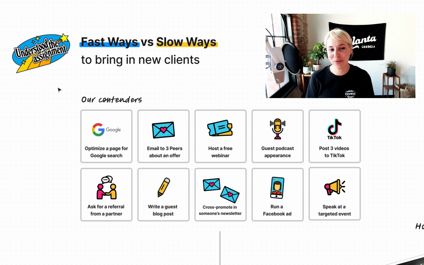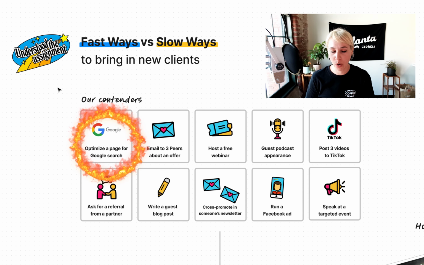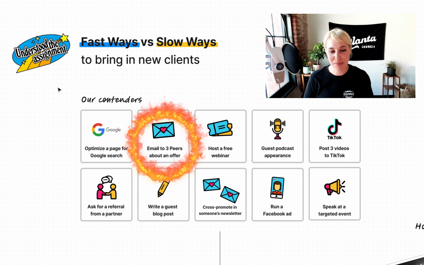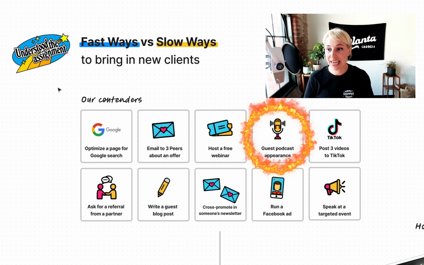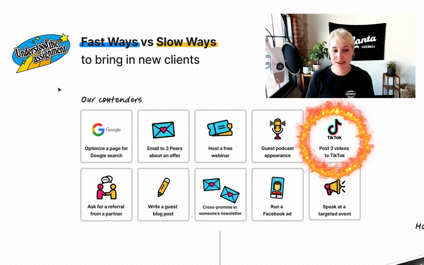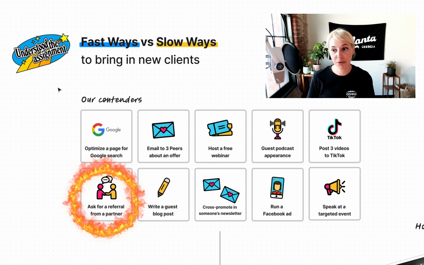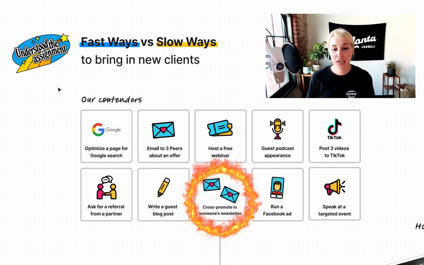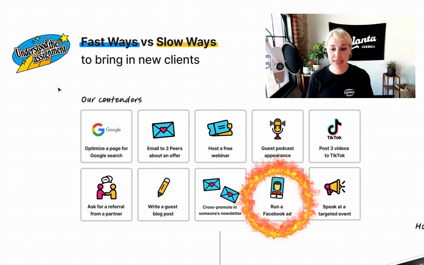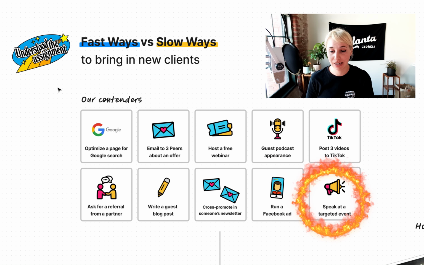So the 10 contenders we have for our fast versus slow ways to bring in new clients are: number 1, optimizing a page for Google search. Number 2, emailing 3 peers about an offer. Number 3, hosting a free webinar. Number 4, guest podcast appearance. Number 5, posting 3 videos to TikTok. Number 6, asking for a referral from a partner. Number 7, writing a guest blog post. Number 8, cross-promoting in someone's newsletter. Number 9, running a Facebook ad. And number 10, speaking at a targeted event.